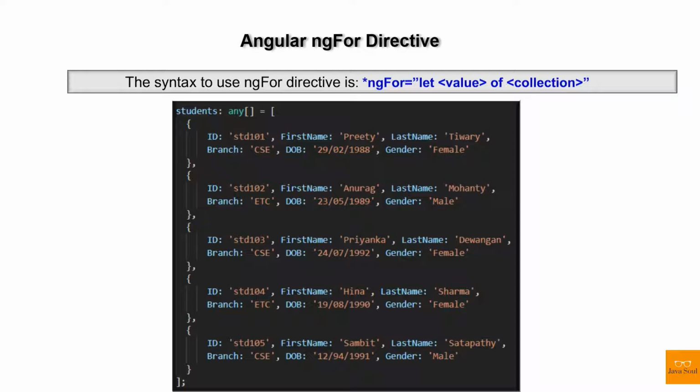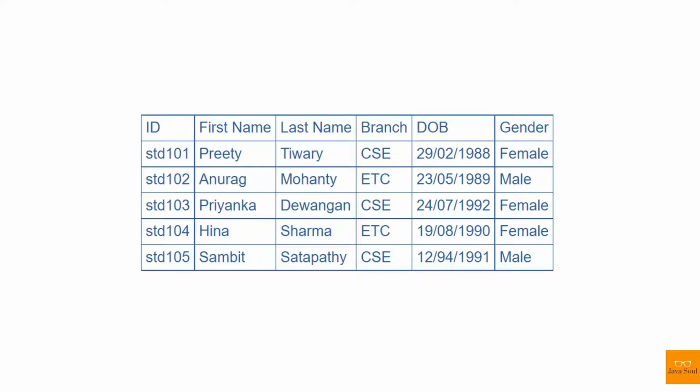We will use this array in our example and create a table, and we will also look at how to get the index of the current element. Once the table is created, it will look like this. Let me show you an example of how to create a table.